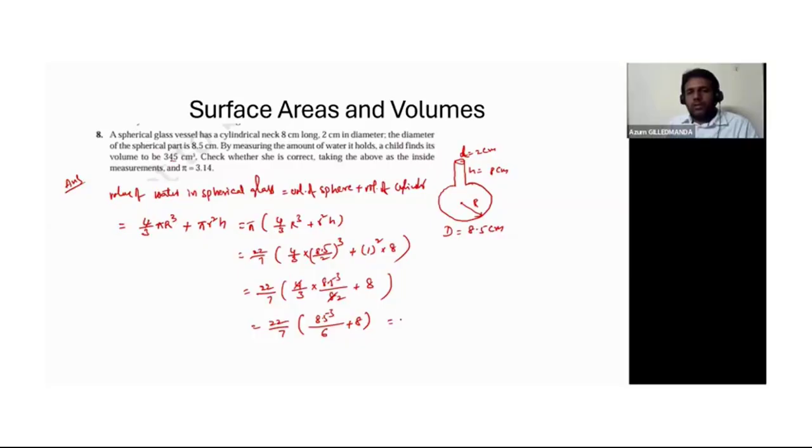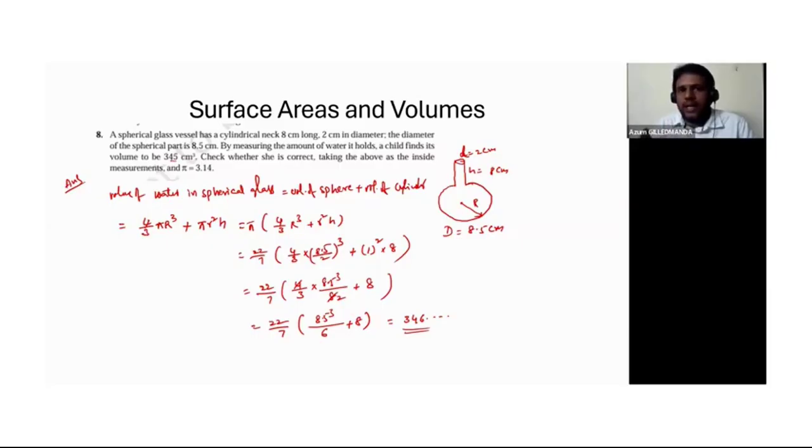That value, as I know, I have solved this before. So this value you will get something like 346 point something, right? But the child who has found that is 345, that is incorrect. Okay, so that much I can say. So you need to use your calculation skills to solve this. So basically, understanding the problem is key here.